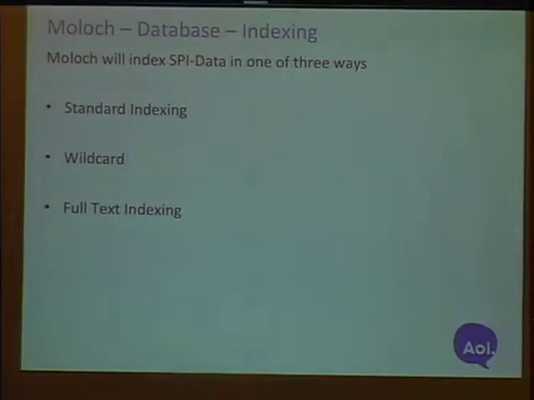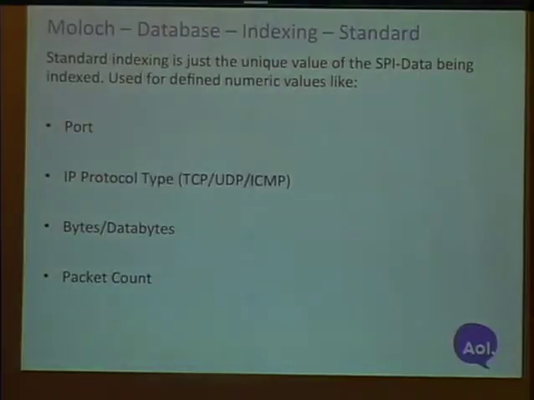So for all the data that we store, we have three different methods that it can be indexed. Basically, standard indexing, wildcard, and full text indexing. Examples for standard are such things as port, the protocol type, how many bytes there were, packet counts, et cetera. You basically can use equals, greater thans, less thans, whatever you want to query against.